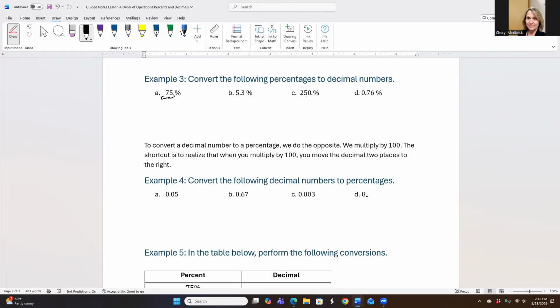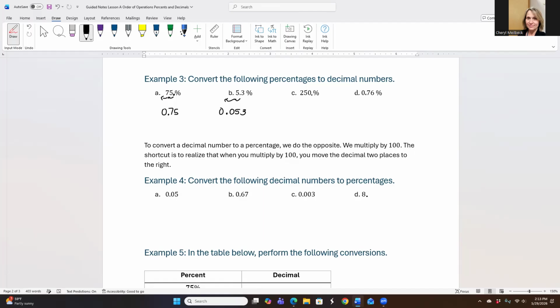And on 75%, currently the decimal is behind the 5. Moving it 2 places to the left, we're going to 0.75. That would be our number as a decimal. And we can write a 0 in front of there if we'd like. On B, we have 5.3%. The decimal is between the 5 and the 3. Moving it 2 places to the left, we'll have to add a 0 in front of our 5. So 5.3% becomes 0.053 as a decimal. You can put a 0 out in front if you like. You don't have to.